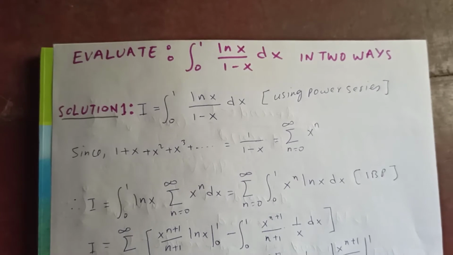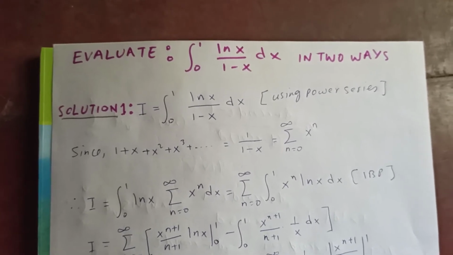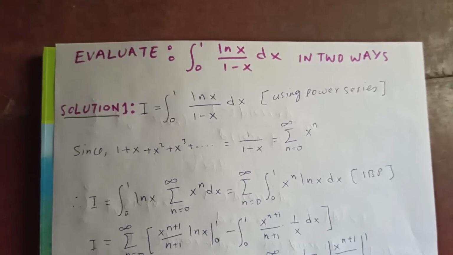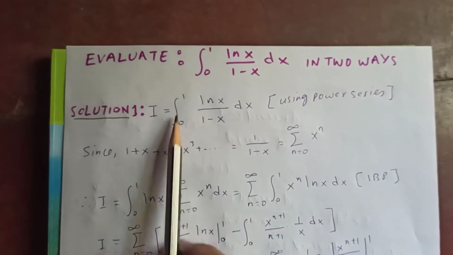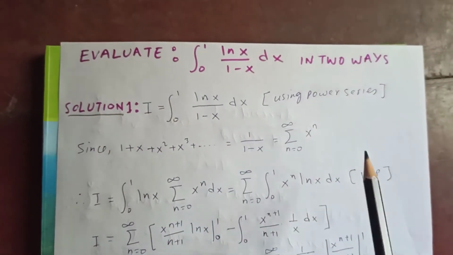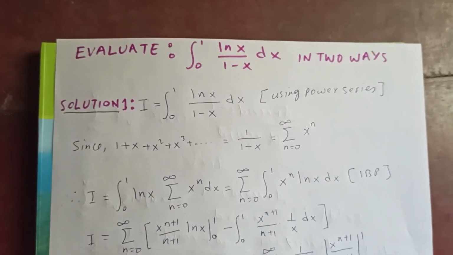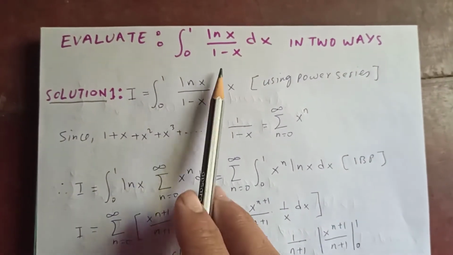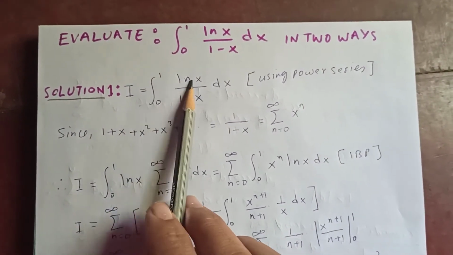Let's evaluate this definite integral, that is the integral from 0 to 1 of natural log of x upon 1 minus x dx. So we are going to solve it in two ways. The first solution is the easiest one. Let's call our integral I, which is the integral from 0 to 1 of ln x upon 1 minus x dx.